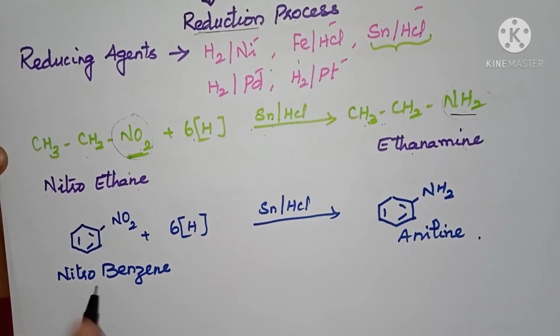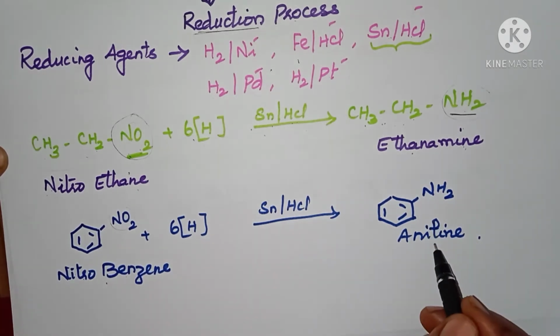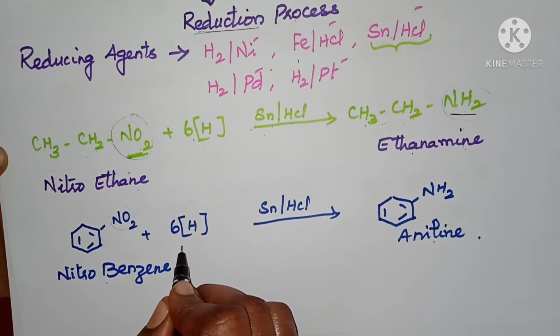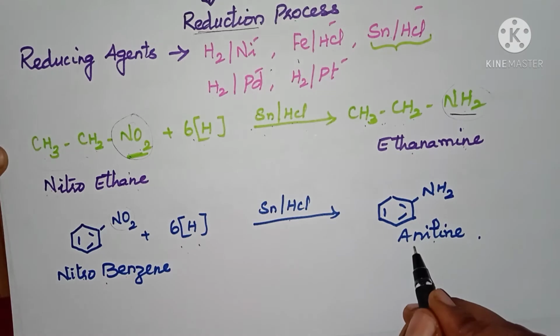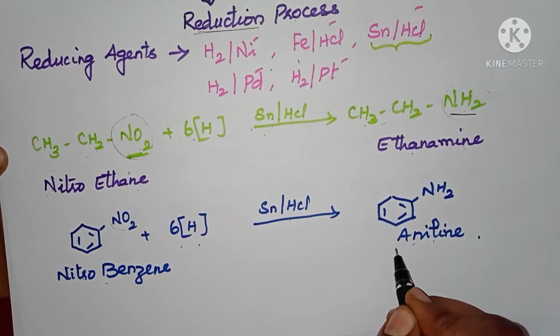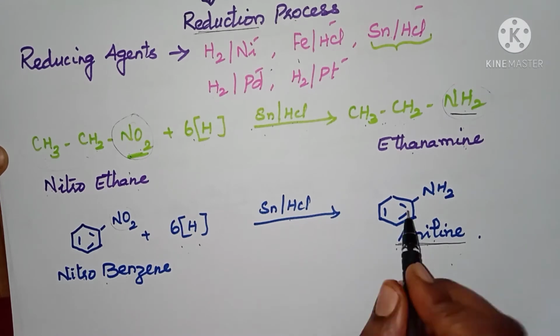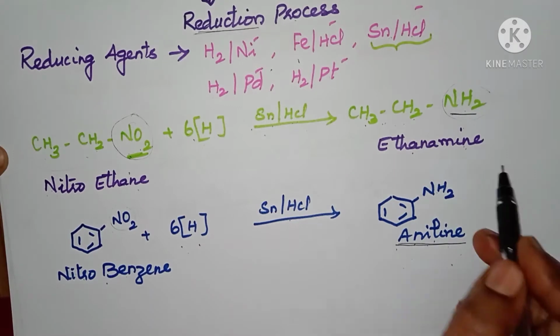Here nitrobenzene, here aliphatic, here aromatic. Nitrobenzene, in that a nitro group is there. So how is nitrobenzene converted into aniline? They may ask the question. This is nothing but a reduction process, Sn/HCl only. Here nitro gives benzenamine. Actually, its common name is aniline. The same part, here NO2 is converted into NH2.